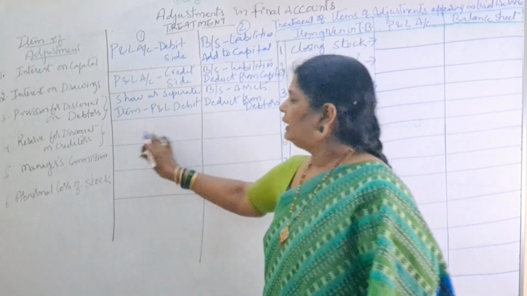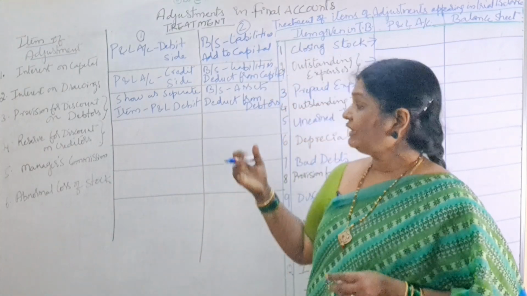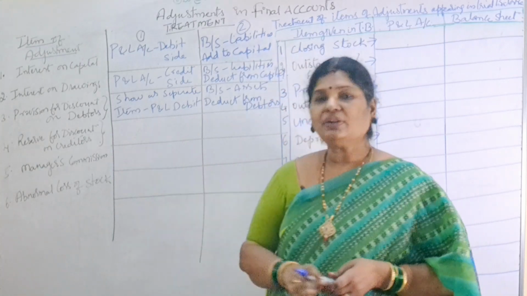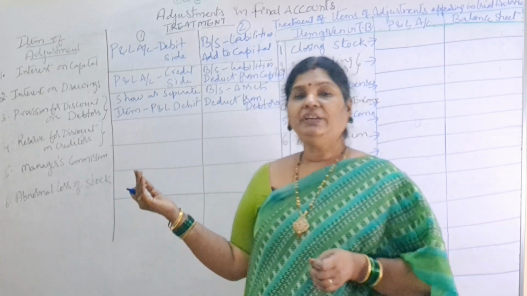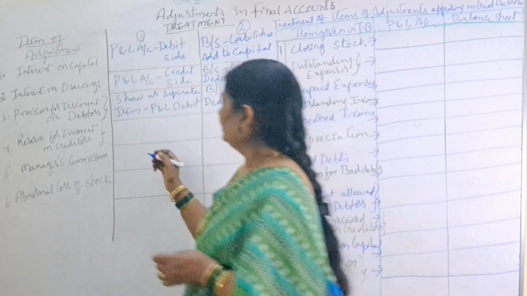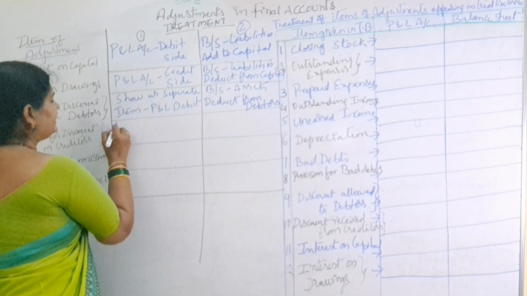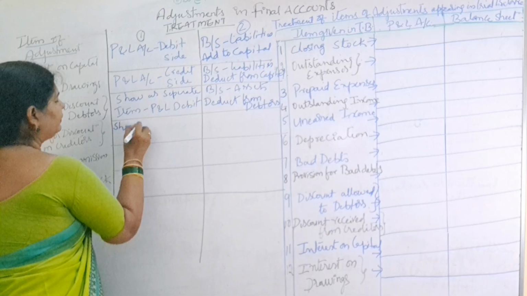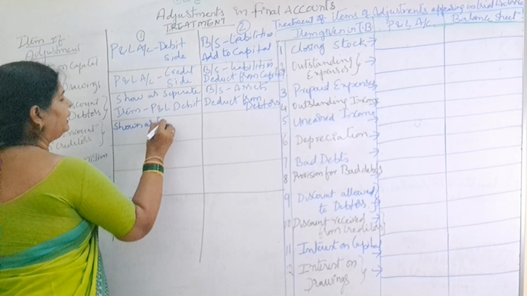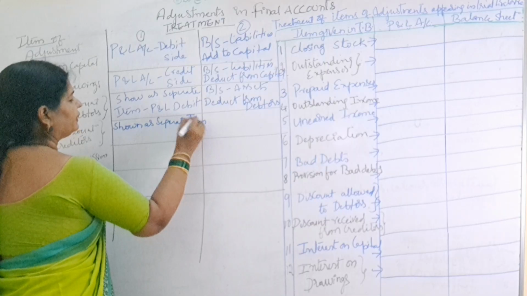Right. Next, reserve for discount on creditors. It means our creditors are giving us a discount. So where do we have to show it? We have to show it on the profit and loss account credit side. It should be shown as a separate item under the profit and loss account credit side.